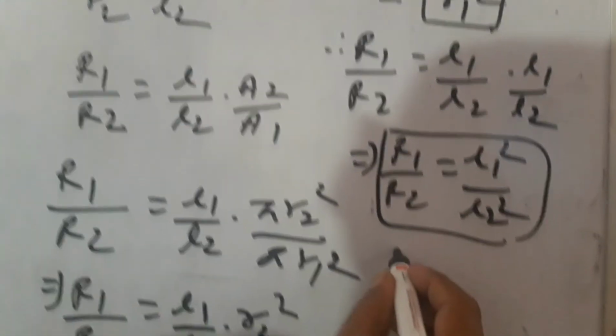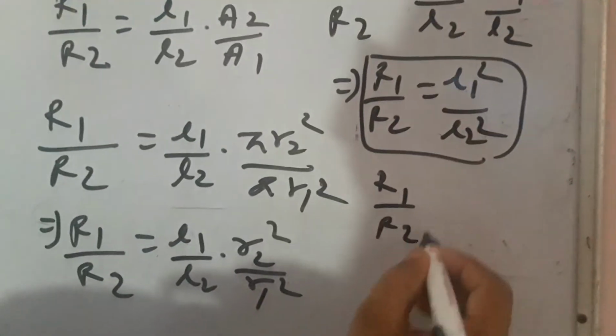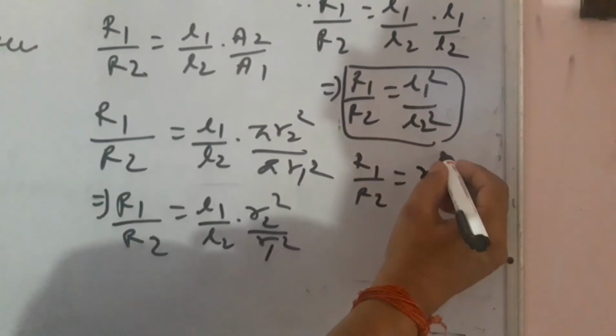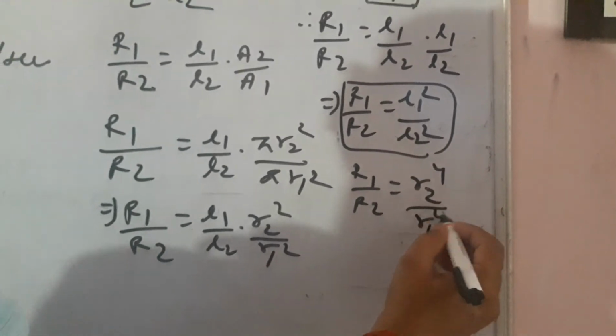Similarly, R1 upon R2 is equal to r2 raised to power 4 upon r1 raised to power 4.